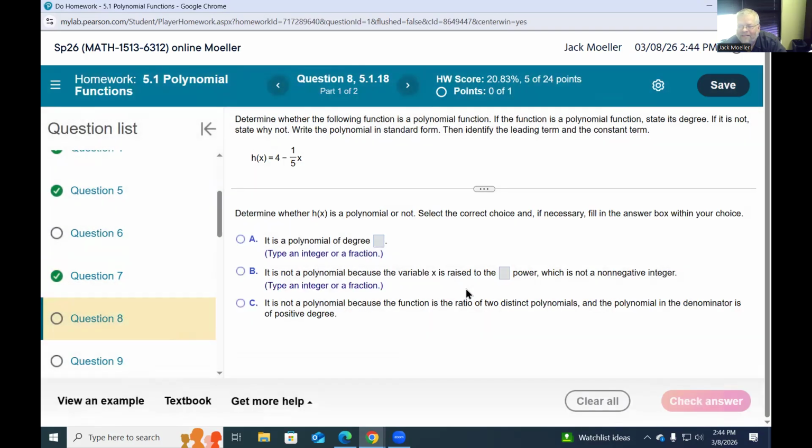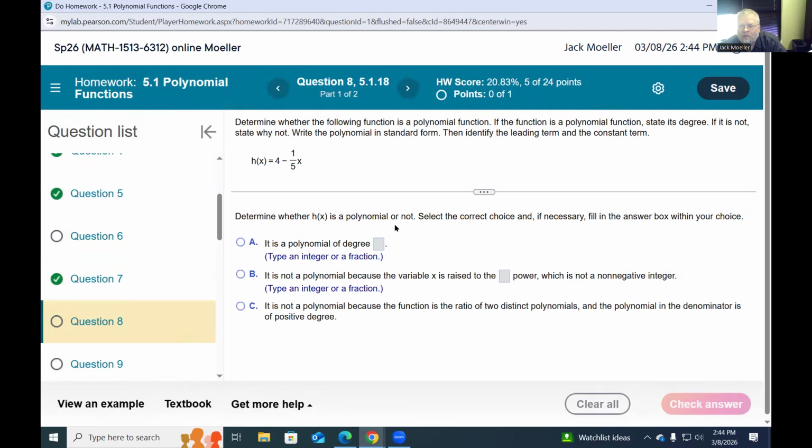So, all right. Determine whether it's a polynomial or not. Why? Oh, okay. This is the next one. Okay. So again, the same idea. This is x to the first, so it will be a polynomial. It's degree 1 because it's x to the first. And then you put it in descending order. Make sure that when you put it in descending order, you say negative 1/5 x plus 4.